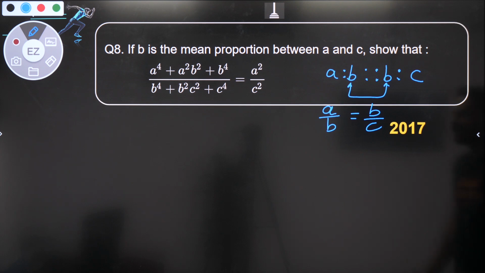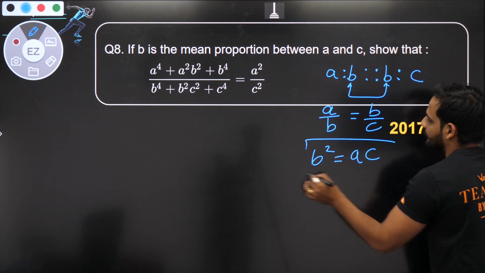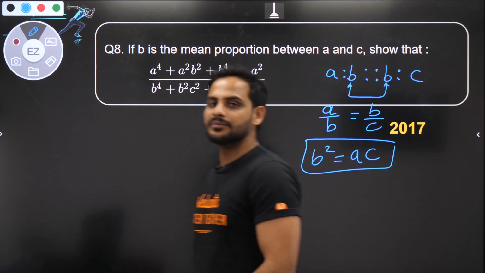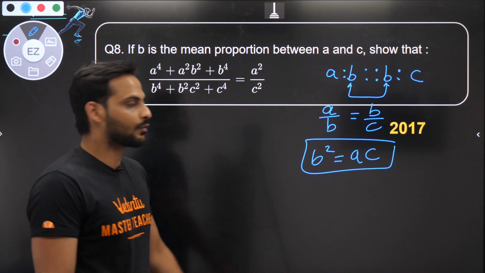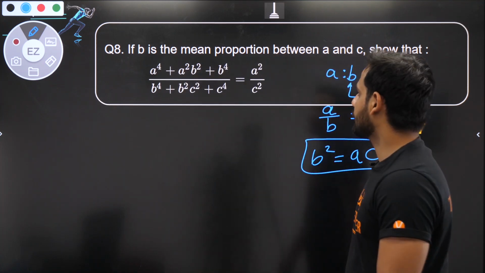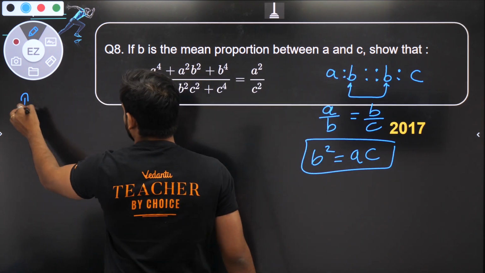Proportionality means an equal sign. So if you cross multiply, you'll be getting b square is equal to ac. So if they say that b is the mean proportion of two other values a and c, it means b square is equal to ac, right? See, b square is equal to ac we know. As you can see, I want to prove this, so take the LHS. Let us take the LHS.